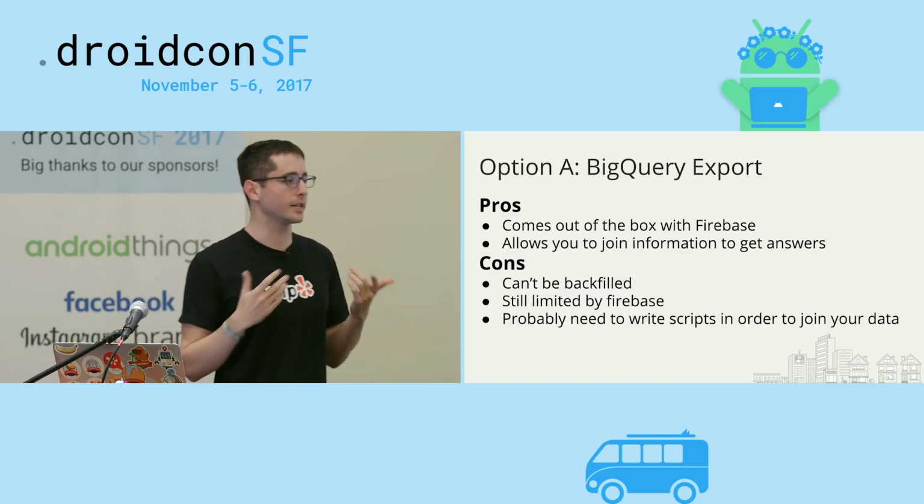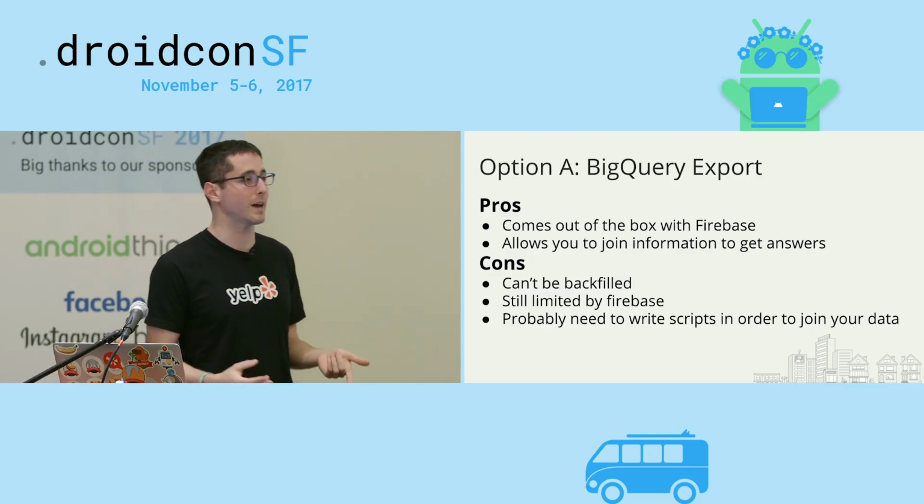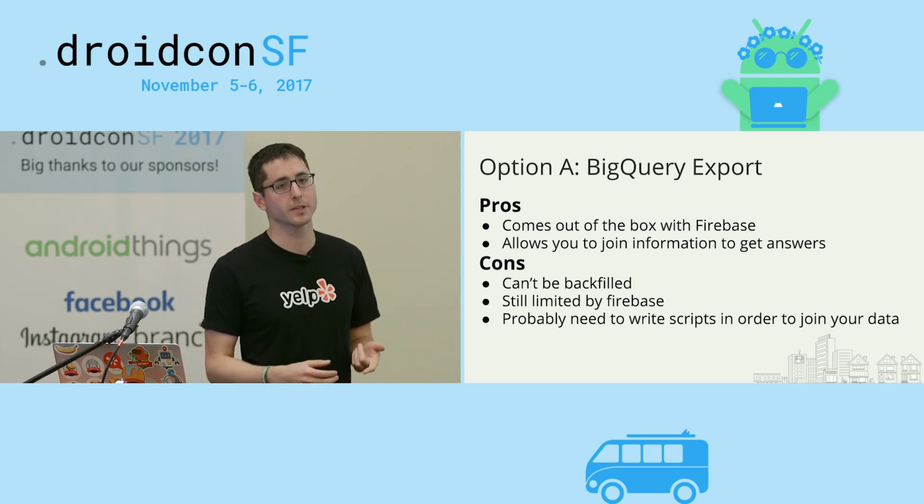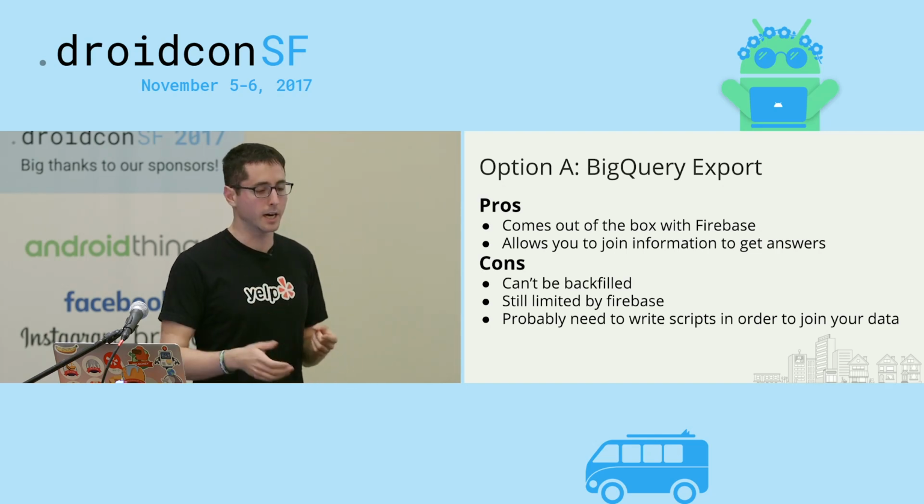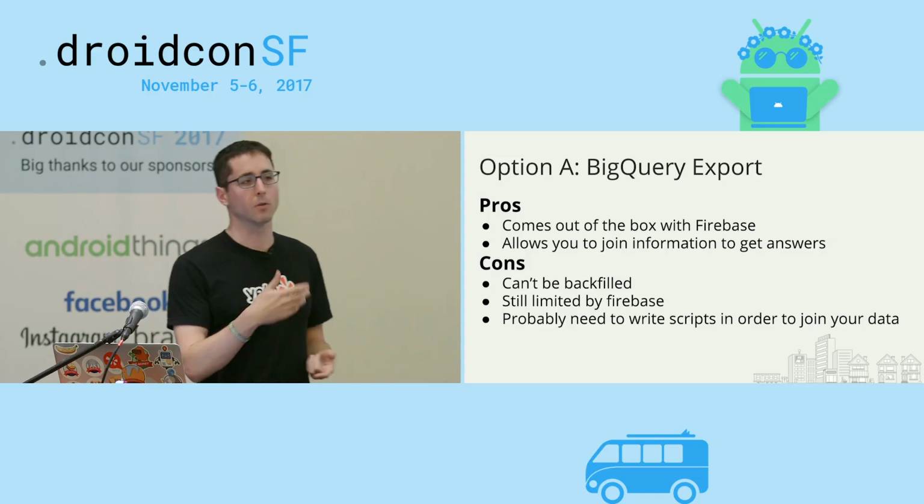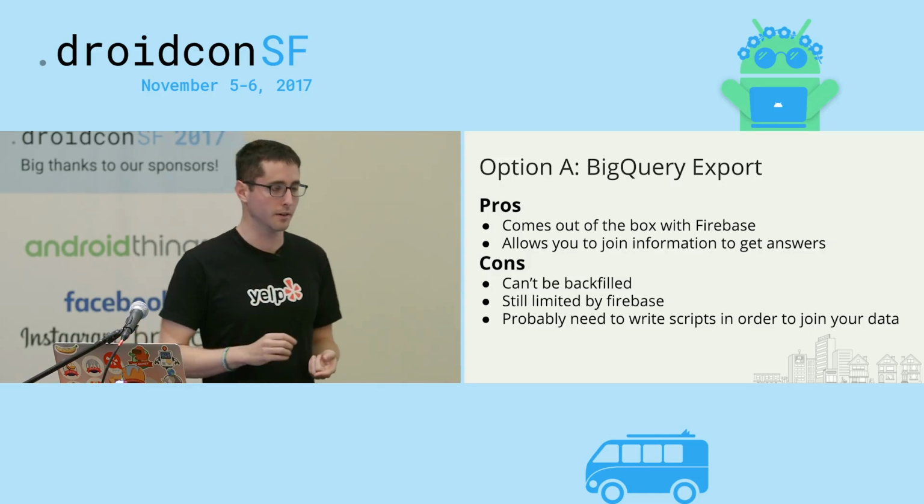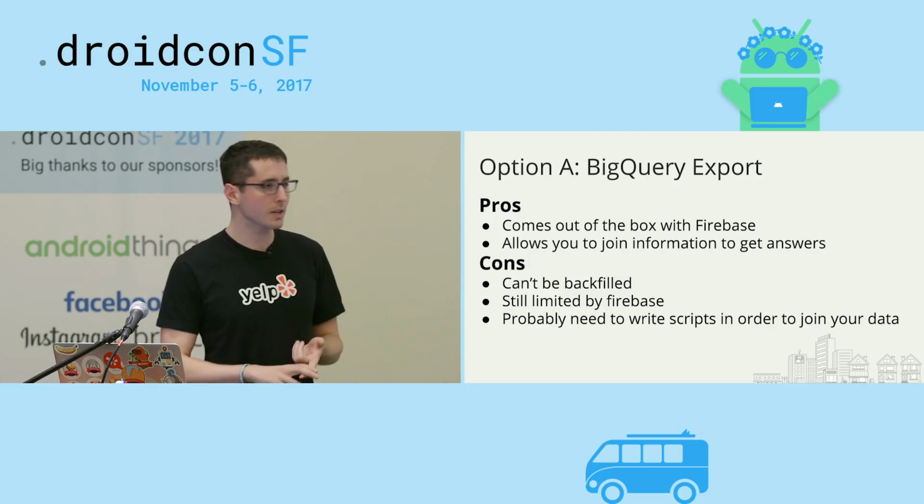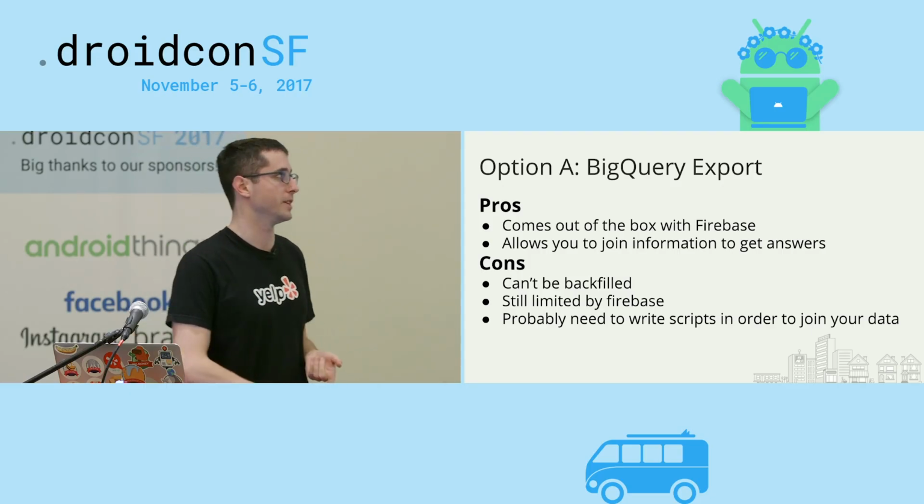Now, the downsides are, like so many things with Firebase, first and foremost, it can't be backfilled. If you have an internal metric system and you realize that we weren't tracking this thing, but we can derive it from some existing user data, you can go run a backfill job and get that data within a couple of hours. You can't backfill data into Firebase.